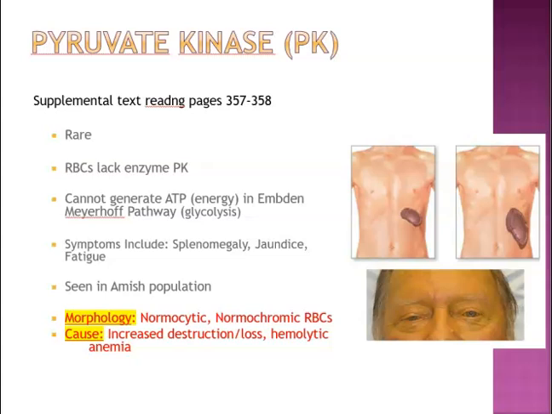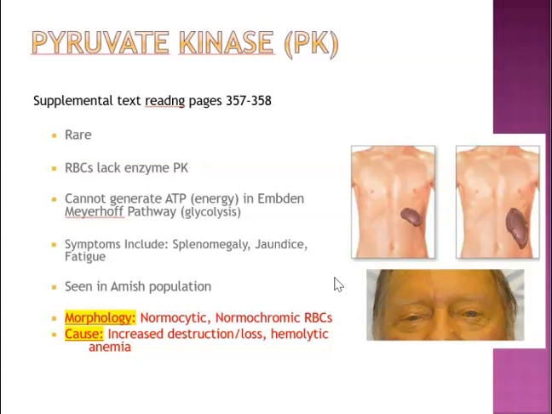So symptoms for PK include splenomegaly, or large spleen, and that's what it's showing here. Your spleen should normally be about this size in the body, but someone with PK would have an enlarged spleen. A person with PK may be jaundiced. This is that yellow color to the skin. Even the whites of the eyes can be yellow in color. Another symptom is overall fatigue, and that's because they cannot generate energy or ATP.